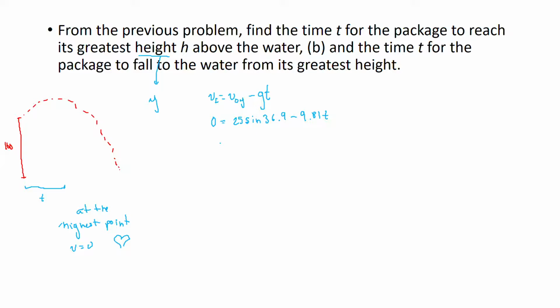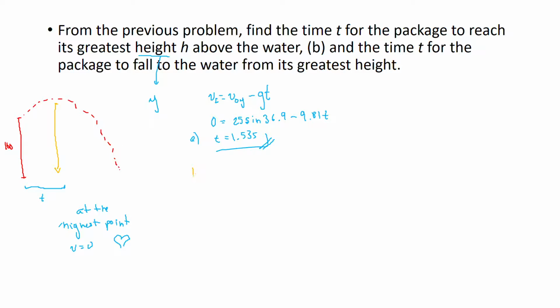If I solve for t, I'm going to get the time, it's 1.53 seconds. So this is the time in which it gets to the maximum point. This is the answer to part A. Now, we need to know the time it takes for it to go from this point to here.